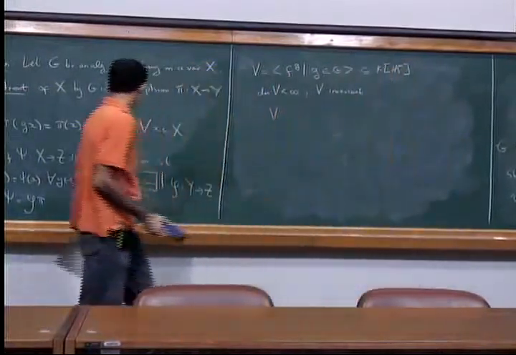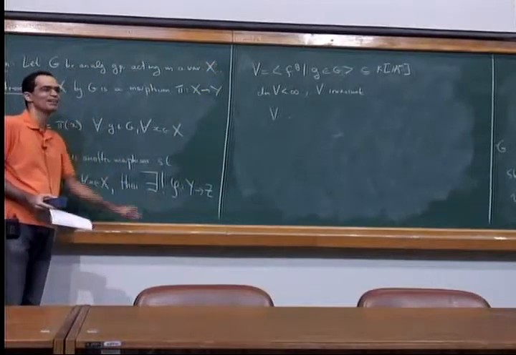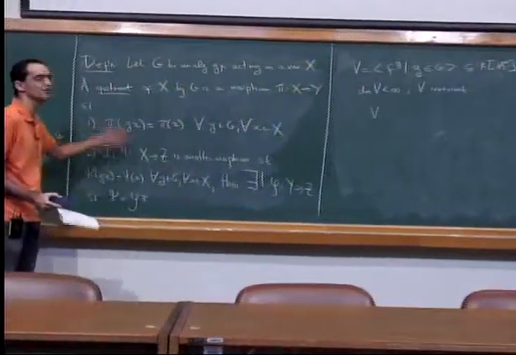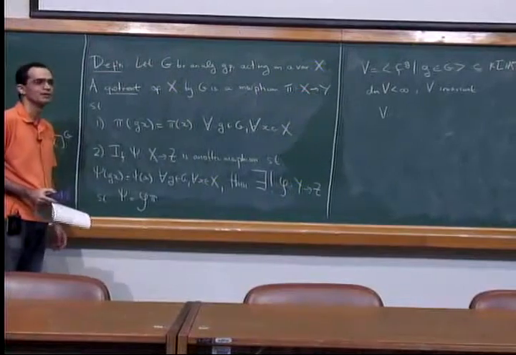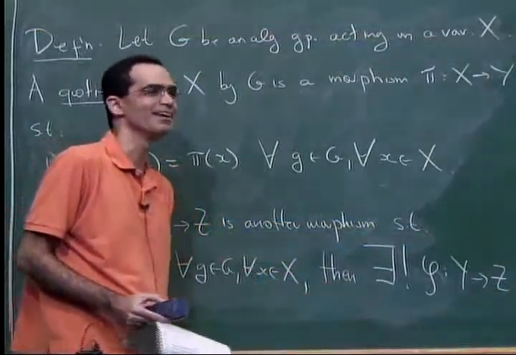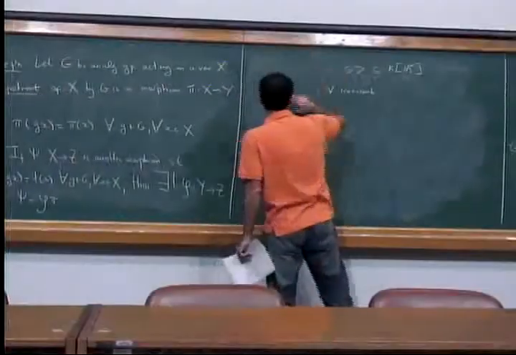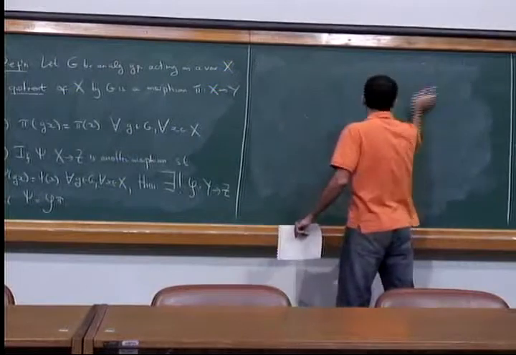It's unique. Oh, I mean the quotient. The quotient is unique up to unique isomorphism. Not the map. The map is unique by definition. We require it to be unique, and from that uniqueness you get the uniqueness up to isomorphism of the quotient.